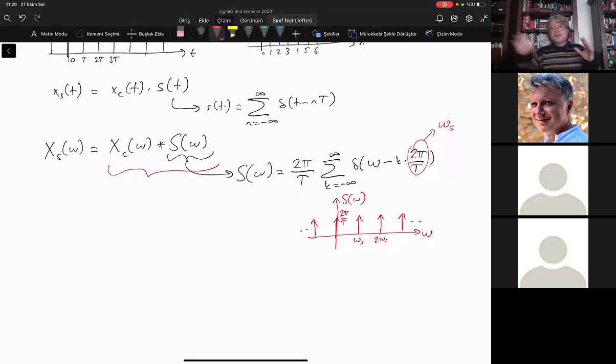If omega s is too far away, these Fourier transform shapes of x sub c will repeat at large distances. And that's a good thing, because x sub c may have high frequencies, and if the other replica is too far away, they will not overlap. But if they are very much near, they start overlapping. If omega s is small, which means capital T is large, they start overlapping.